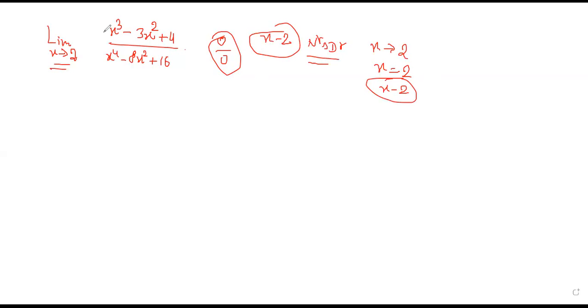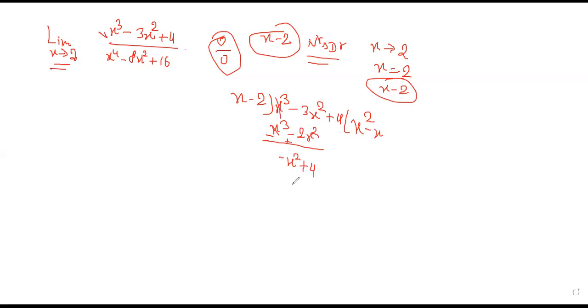Now, you have to solve this part by the long division method. x minus 2 into x cube minus x square plus 4. x square, you know the long division method? Okay. So plus minus. It means minus x square plus 4. Again, minus x. Minus x square plus 2x, minus plus, minus 2x plus 4. It means minus 2. So you can take x minus 2 into x square minus x minus 2.